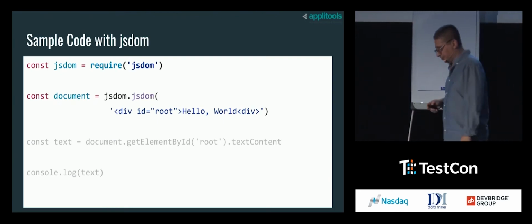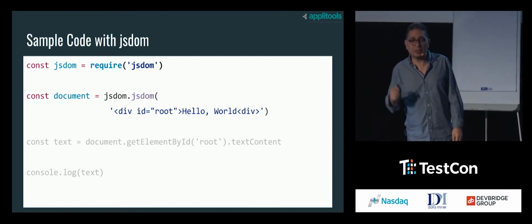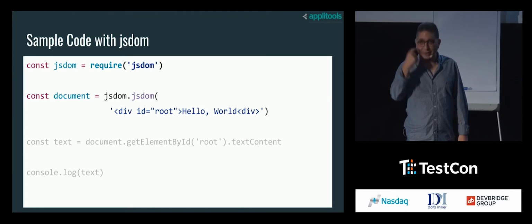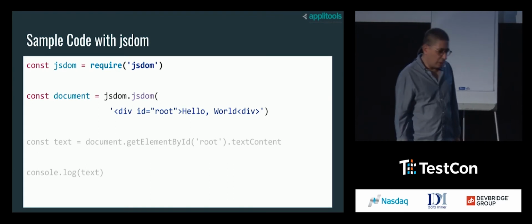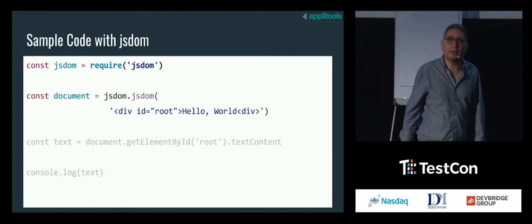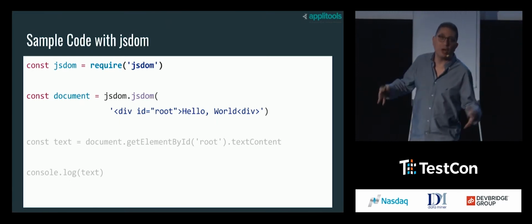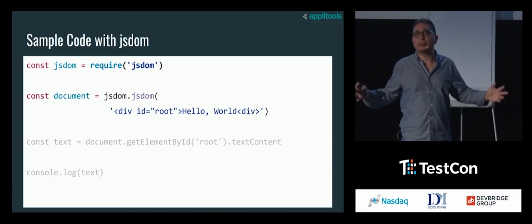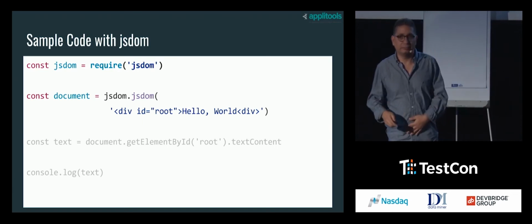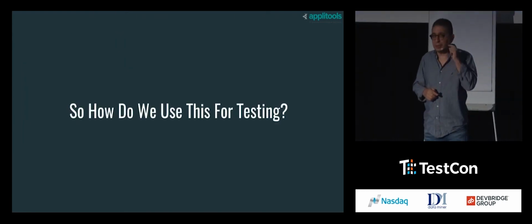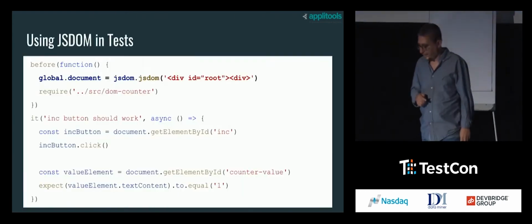Amazingly enough, JSDOM is so good, written by really brilliant people, I salute them, that all the applications I could throw at it, full-blown web applications, all of them just worked under Node. So let's see how this works. How do we use this for testing?